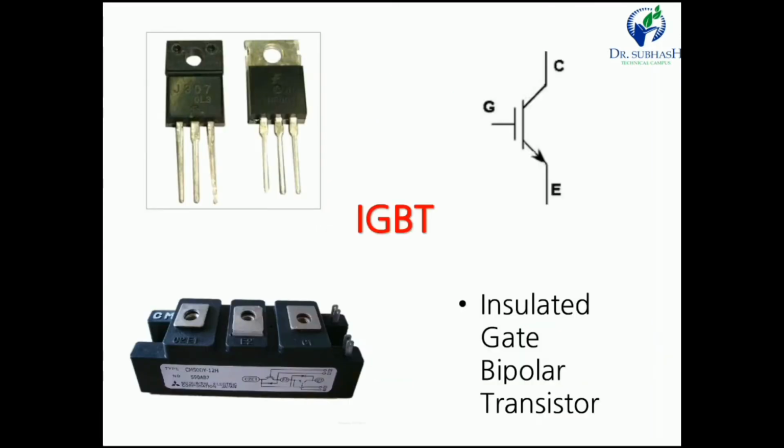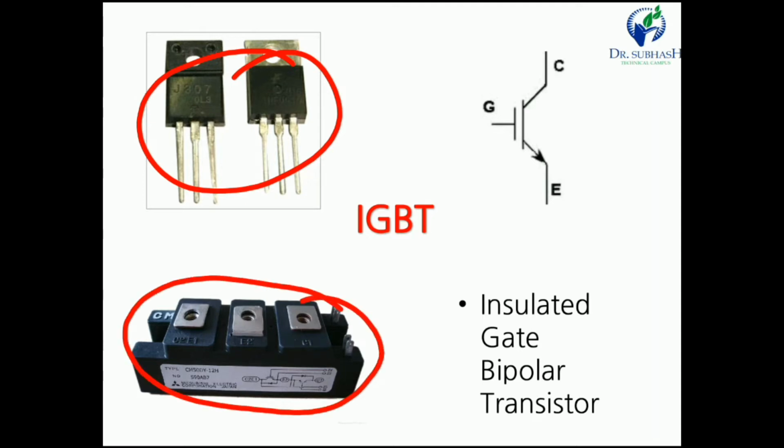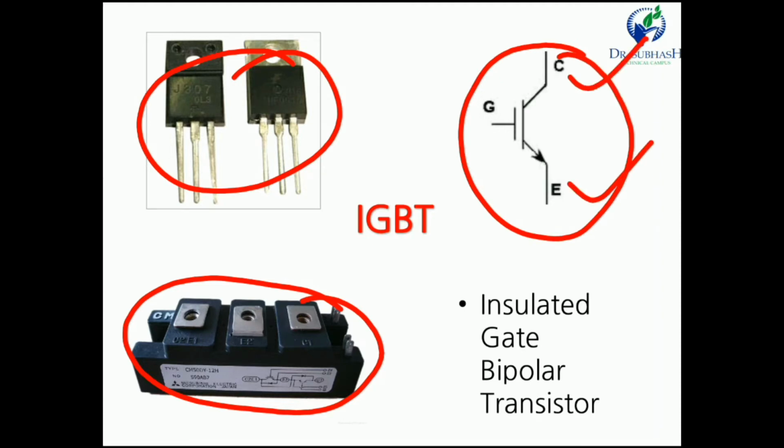Now, the IGBT. In this figure we see the practical or physical view of the IGBT. It is used for high power applications in industries. In place of a contactor we can use the IGBT for high power applications. This is the symbol of the IGBT. It is a three-terminal device: collector, emitter and gate.